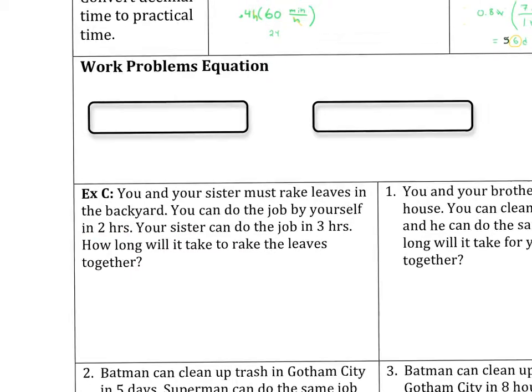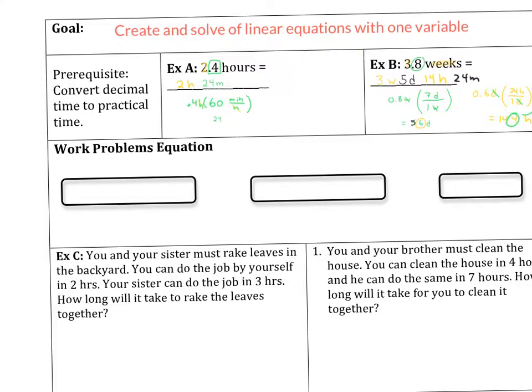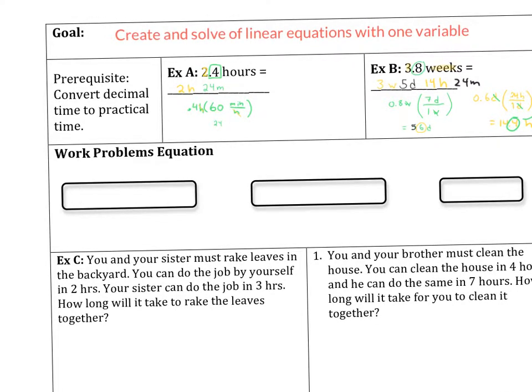So here's pretty much a work problems equation, all right? We're going to talk about getting our job completed. So in the end, together, we do one job. One job, whatever task it is, one task, one job. That job could have different things: raking leaves at a yard, cleaning up crime in all of Gotham City, painting a house. Whatever that one job is, it's one job. So we're going to call it one.